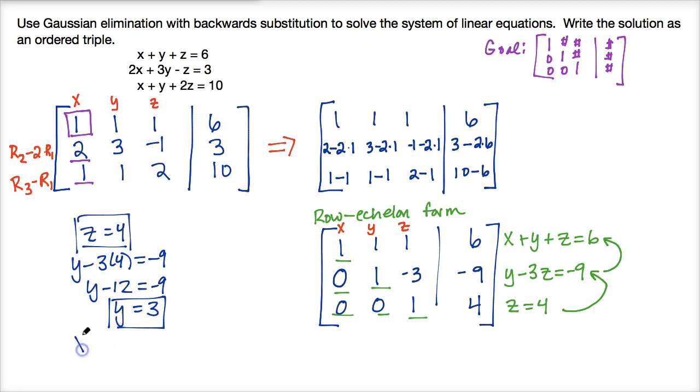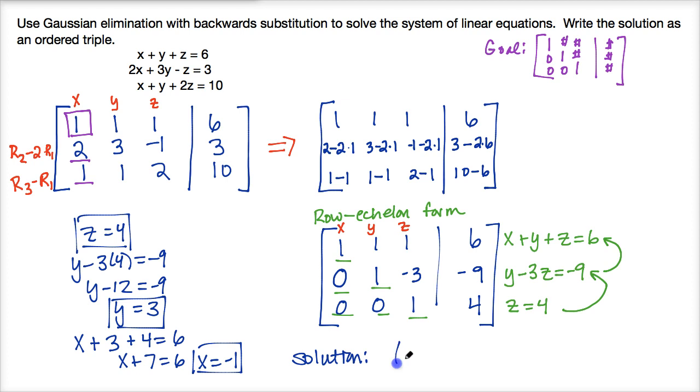Now last, x plus y, which is 3, plus z, which is 4, is equal to 6. So x plus 7 equals 6, and x is equal to -1. Our solution as an ordered triple would be x of -1, y of 3, and z of 4.